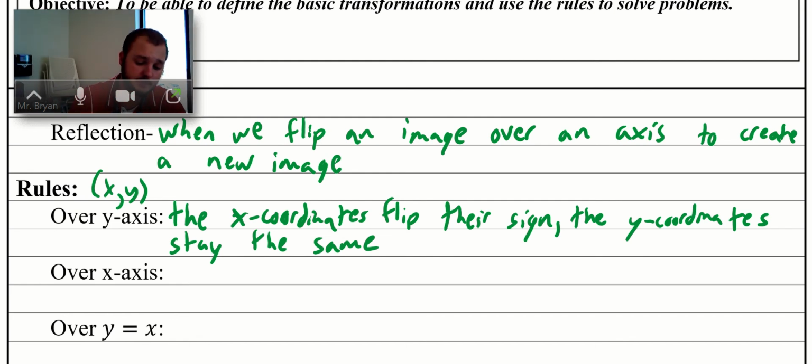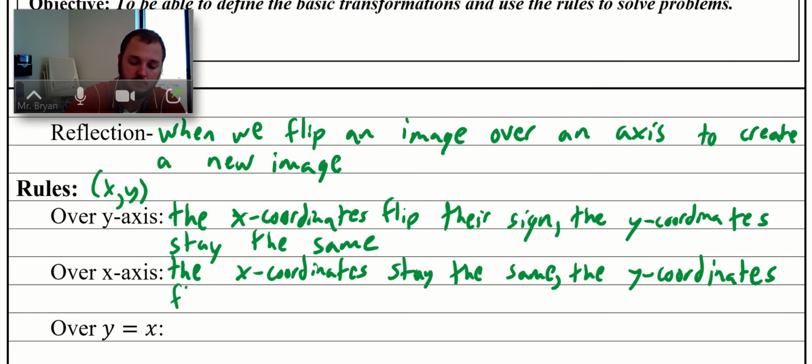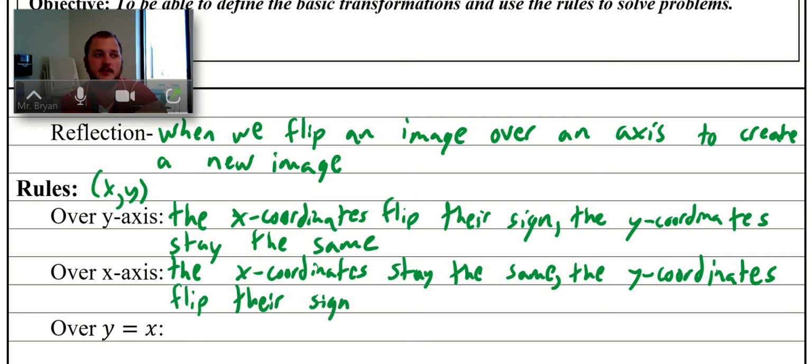If that was the case, the rule is this. We do the opposite. We say the x-coordinates stay the same. The y-coordinates flip their sign. Okay, very important that you're writing this down with me, because this is the huge piece of this unit. It's just being able to say, what is my rule when I reflect? Let me go back and check. All right, that's what I do to the coordinates.